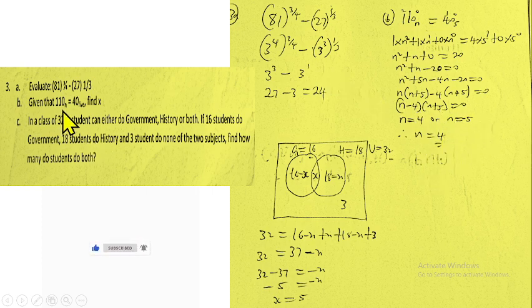So the base cannot be negative. n cannot be minus 5. So n can only be positive. So therefore our n will be 4.